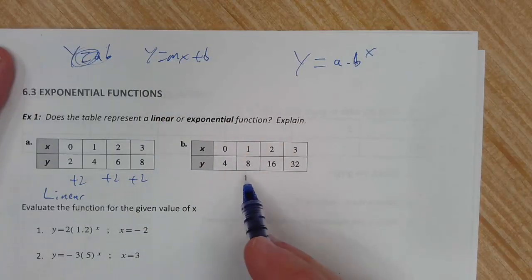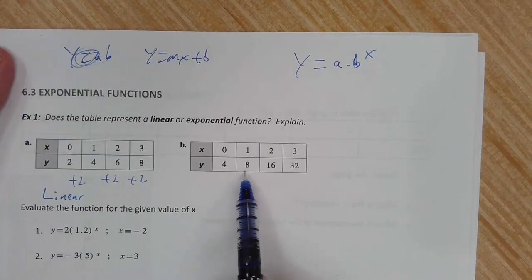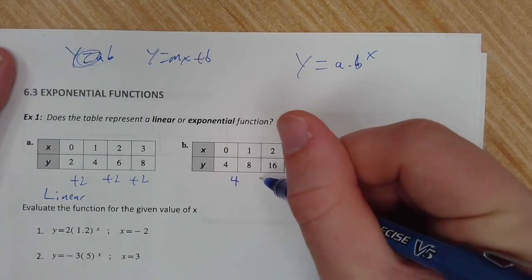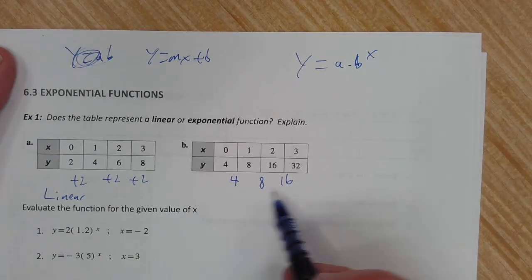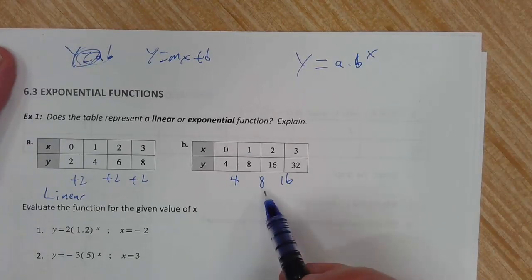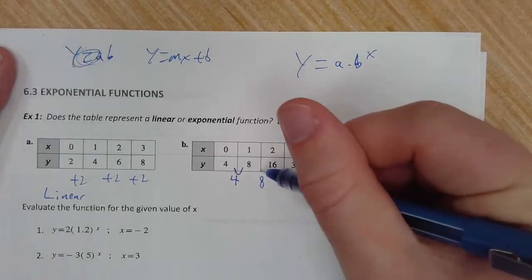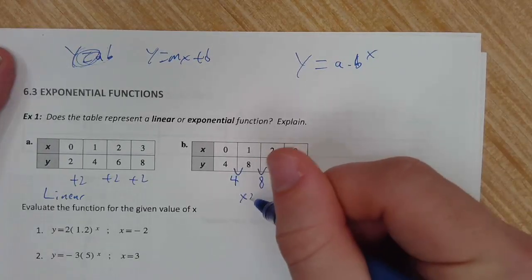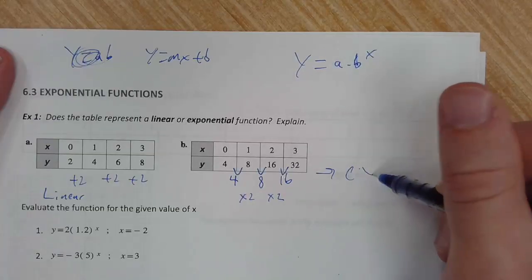Over here, 4, 8, 16, 32. Do you see a pattern here? What's going on each time here? Well, the difference here is 4, then it's 8, then it's 16. If we look at the change here, 4 to 8 to 16, what did we do? We didn't add 4 each time, we multiplied by 2. So it's times 2, times 2. So that makes this exponential.